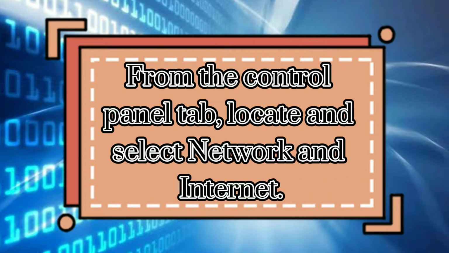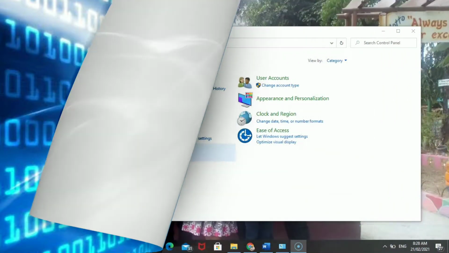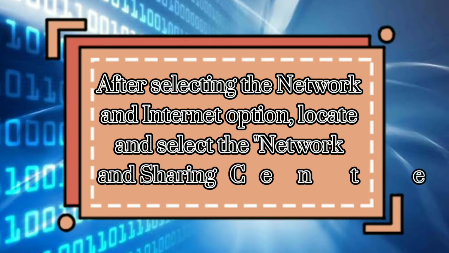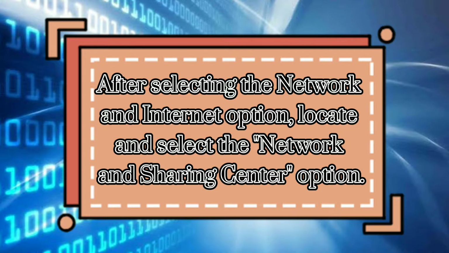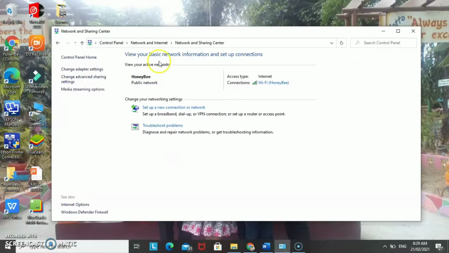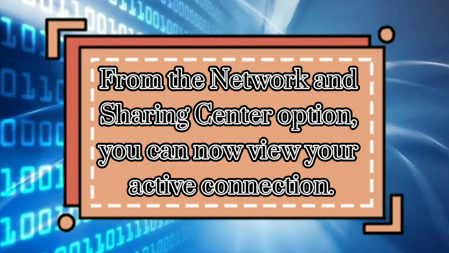From the Control Panel tab, locate and select Network and Internet. After selecting the Network and Internet option, locate and select the Network and Sharing Center option. From the Network and Sharing Center option, you can now view your active connection. This active connection tells your current adapter used in connecting your computer into the network.